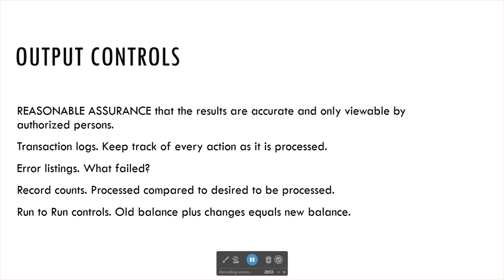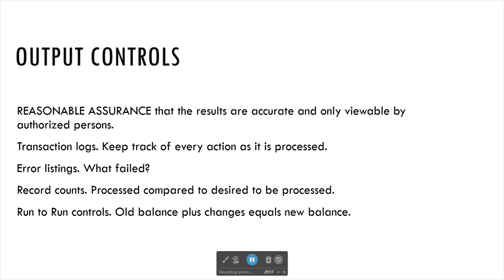Output controls, the next topic. Reasonable assurance that the results are accurate and only viewed by the authorized persons. You keep a log of everything that happens. This is important then. Who went in there and who did it? When was this processed? When was it changed? And then if something happens, you're going to do checks to make sure things are fine.